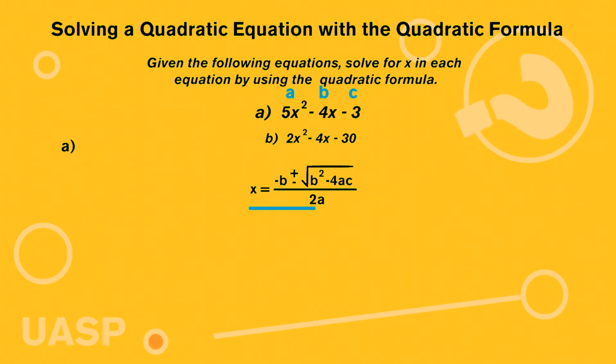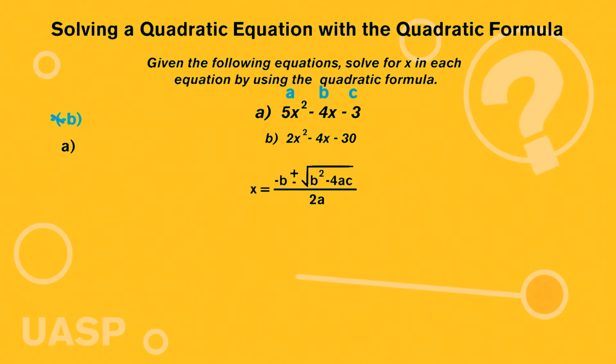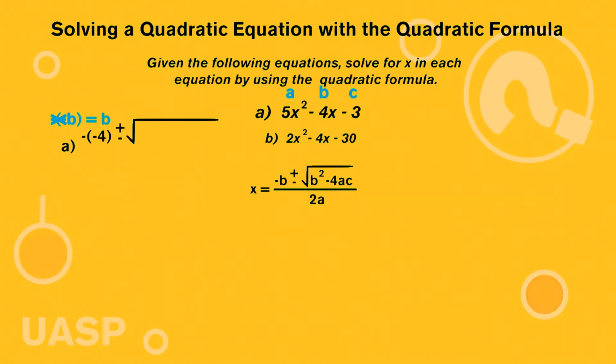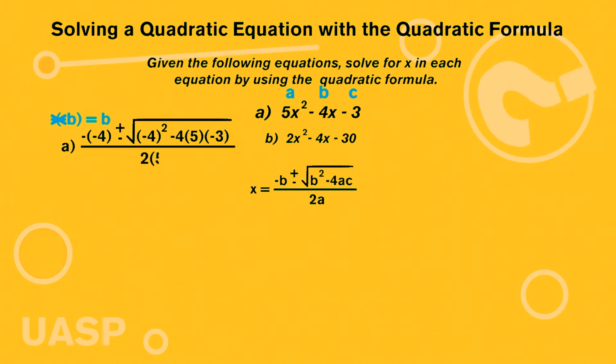To plug equation A into the quadratic formula, we have negative b in the formula, but we also have negative 4 for b, so the negatives cancel out and become a positive. We have the negative of negative 4 plus or minus the square root of b, which is negative 4 squared, minus 4 times our a, which is 5, times our c, which is negative 3. All of that gets divided by 2 times our a, which is 5.